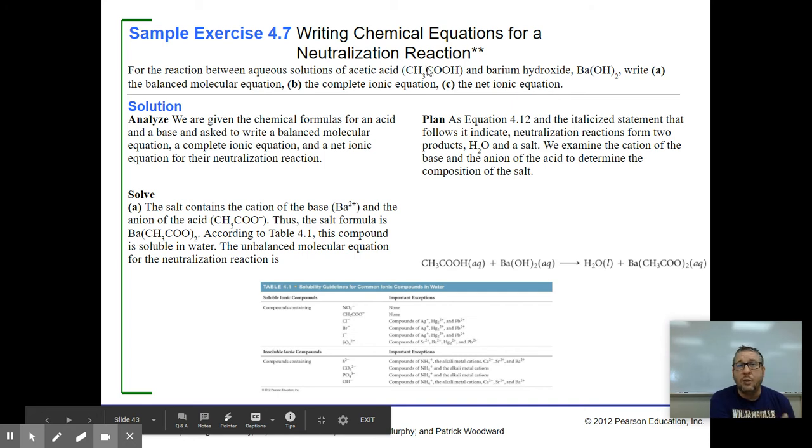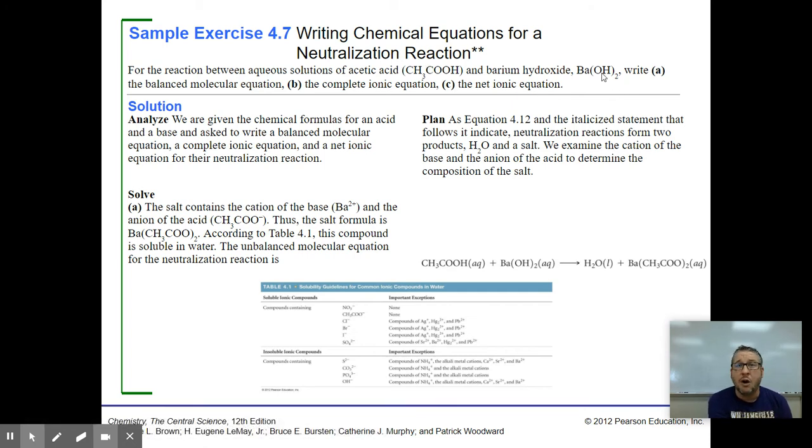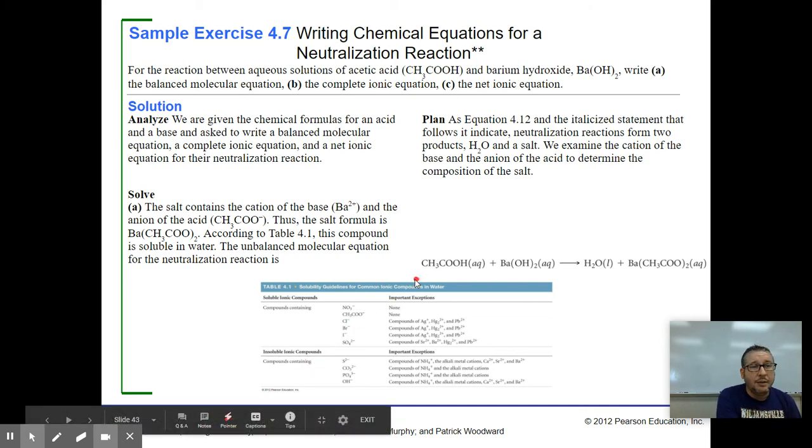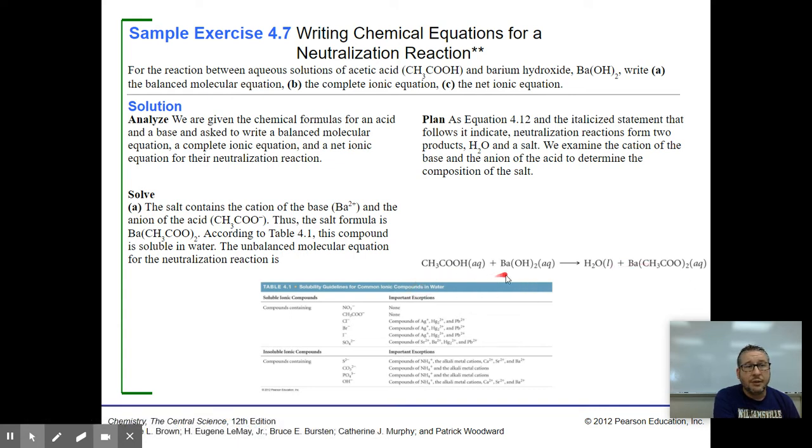Okay, acetic acid is a weak acid, barium hydroxide is a strong base. We are to write a balanced molecular equation, then complete the ionic equation, and then the net ionic equation. Okay, so right here is the balanced chemical equation. Acetic acid reacting with barium hydroxide will form, again, you do-si-do, H2O and barium acetate. Okay, barium acetate is going to be an ionic substance, a salt, if you will.